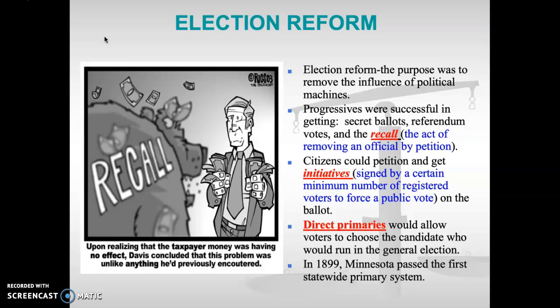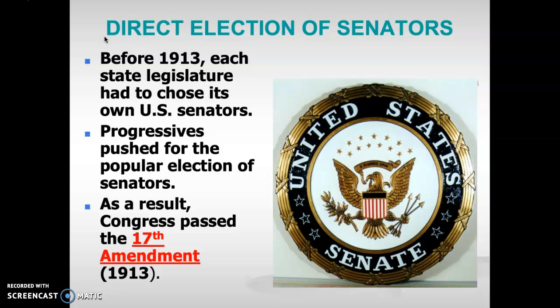We're also going to see the formation of direct primaries, which will allow voters to choose the candidate who would run in the general election. And the first state to pass a statewide primary system is Minnesota in 1899, home of the Timberwolves.